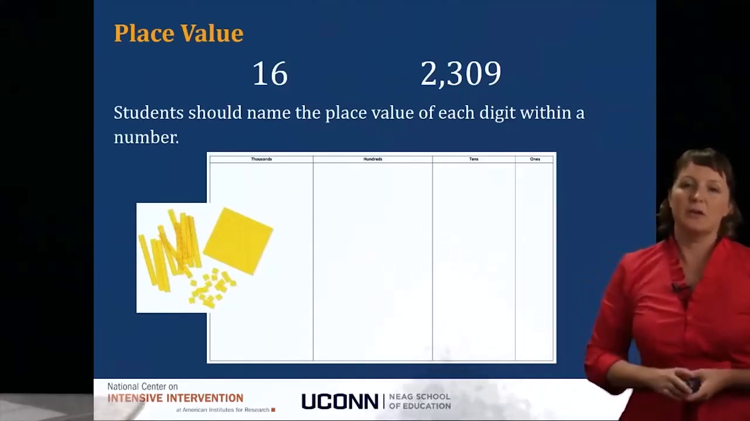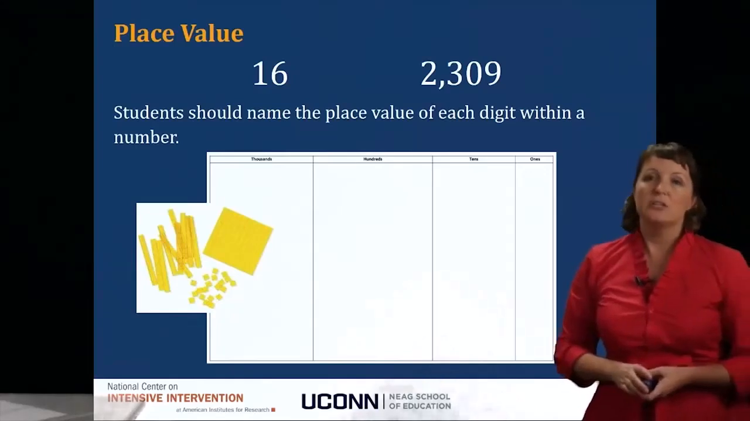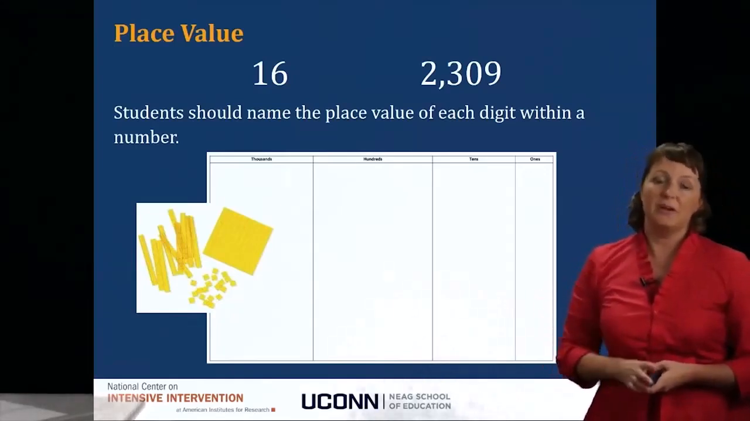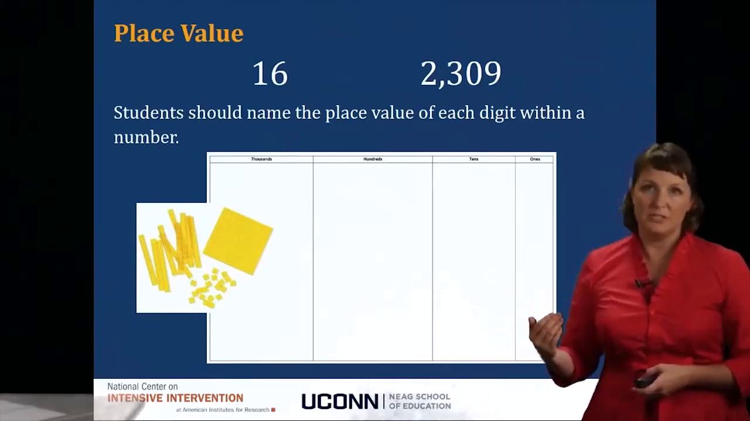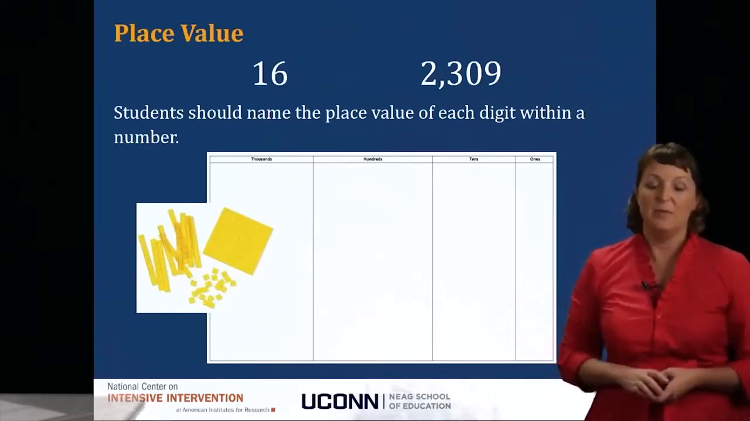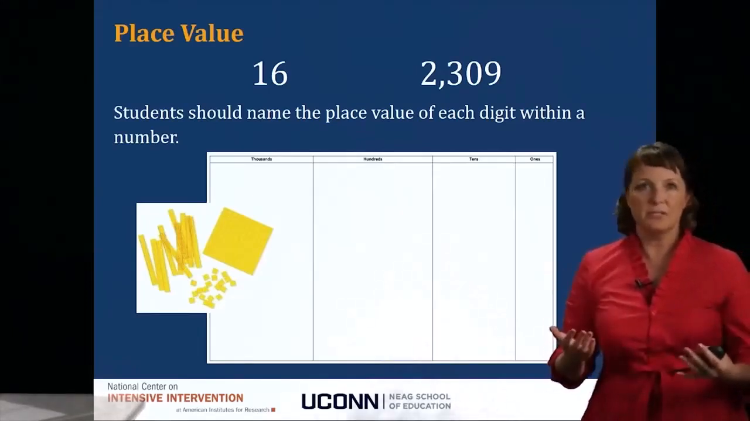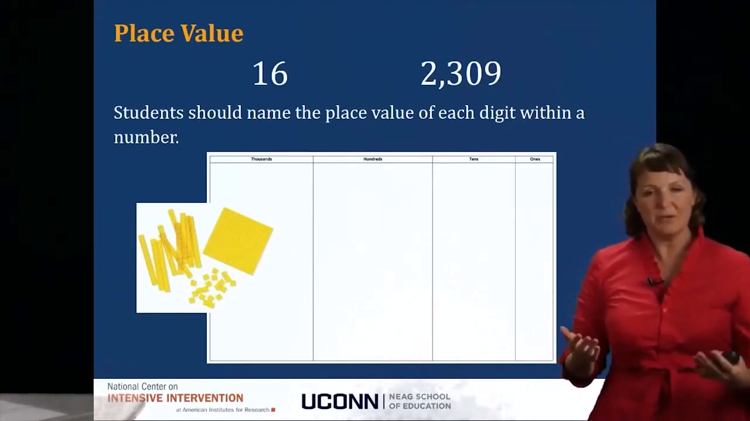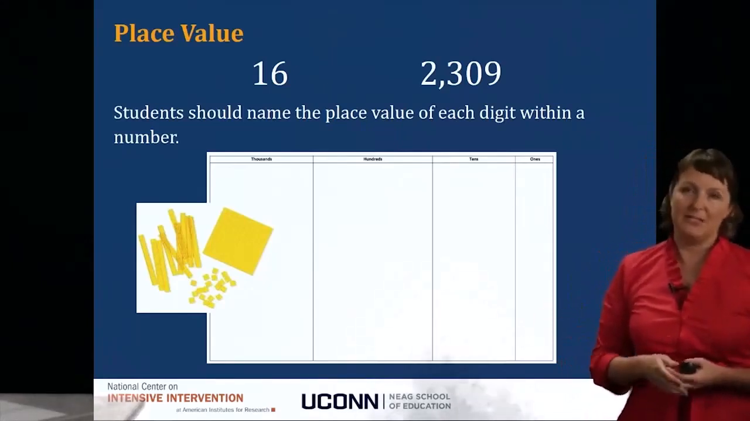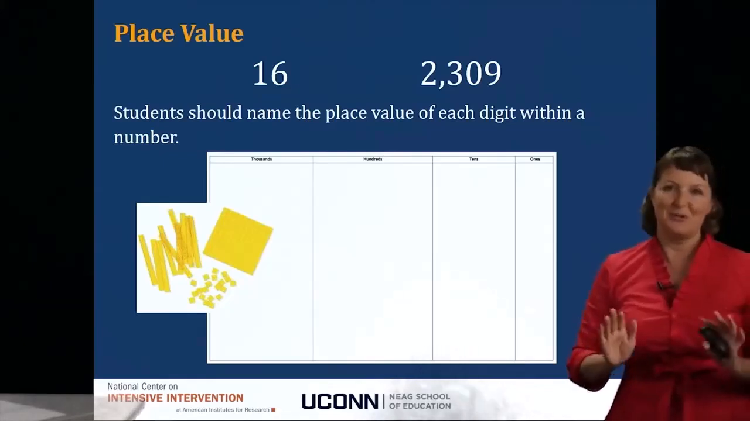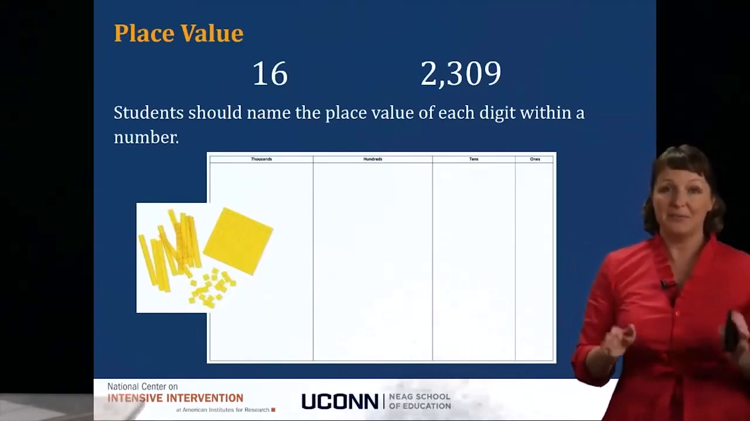So here are two other whole numbers, 16 and 2,309. Students should be able to name the place value of each digit, so be able to tell you what is in the thousands column, the hundreds column, the tens column, and the ones column. They should also have opportunities to use manipulatives to show you what these numbers actually mean. So I'm going to use the base 10 blocks, and I'm not going to do 2,309 because that's a really large number, and I didn't even bring that many blocks with me today.